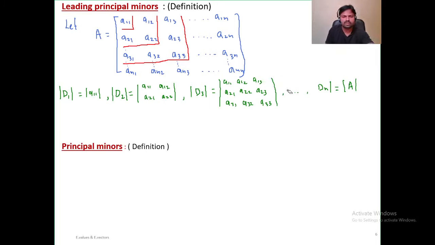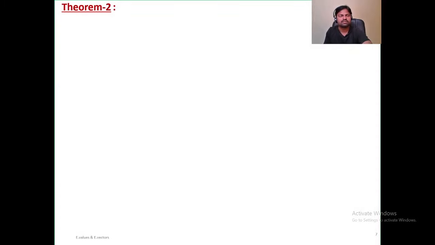So these are said to be leading principal minors. Okay, this is leading principal minors. Next one, principal minors. Same matrix you take, quadratic forms.